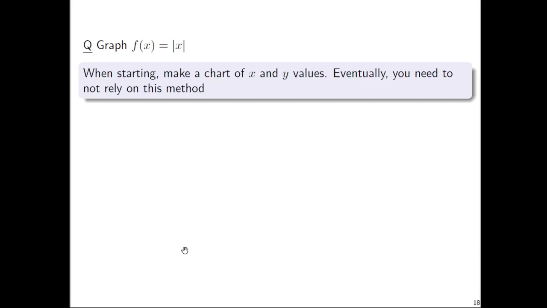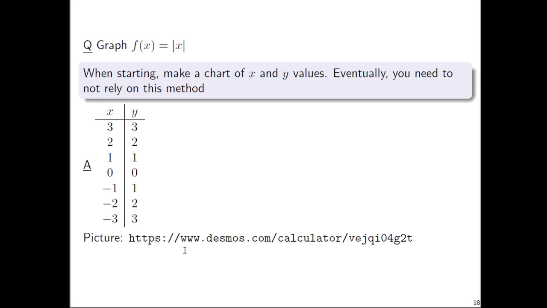It's going to cause trouble later on in the course if the only way you graph a function is by making a chart of x and y values. But first time around, it makes sense to do. So the x values are 3, 2, 1, 0, negative 1, negative 2, negative 3. The absolute value is always going to take a number and make it positive. So that's why the y coordinate column has 3, 2, 1, 0, 1, 2, 3. If you were to graph these very carefully, it will look like this.